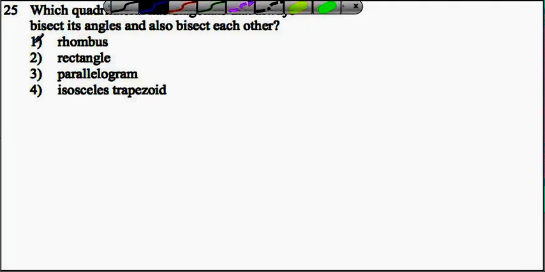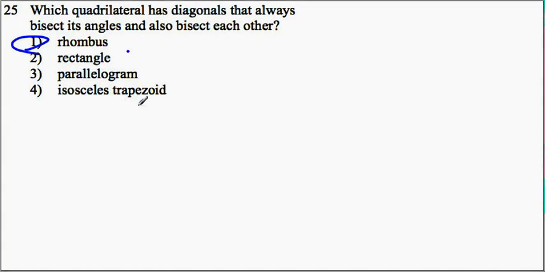If the vertex angles of the two isosceles triangles are congruent, then we realize the other two base angles also have to be congruent. This only tells us that the triangles are similar. Number 25. Here the quadrilateral has diagonals that always bisect its angles and bisect each other. This must be a parallelogram, but because of bisecting its angles, it has to be a rhombus, which is choice number 1.